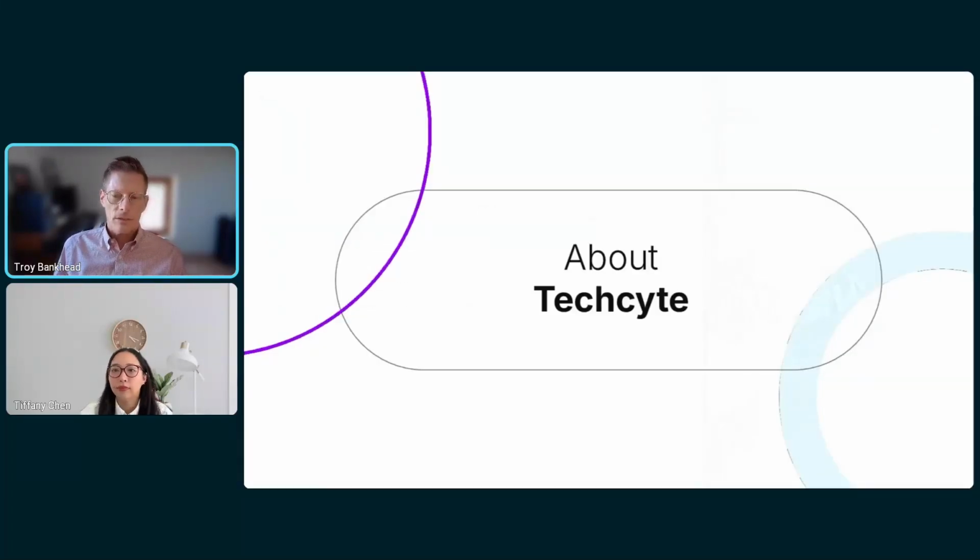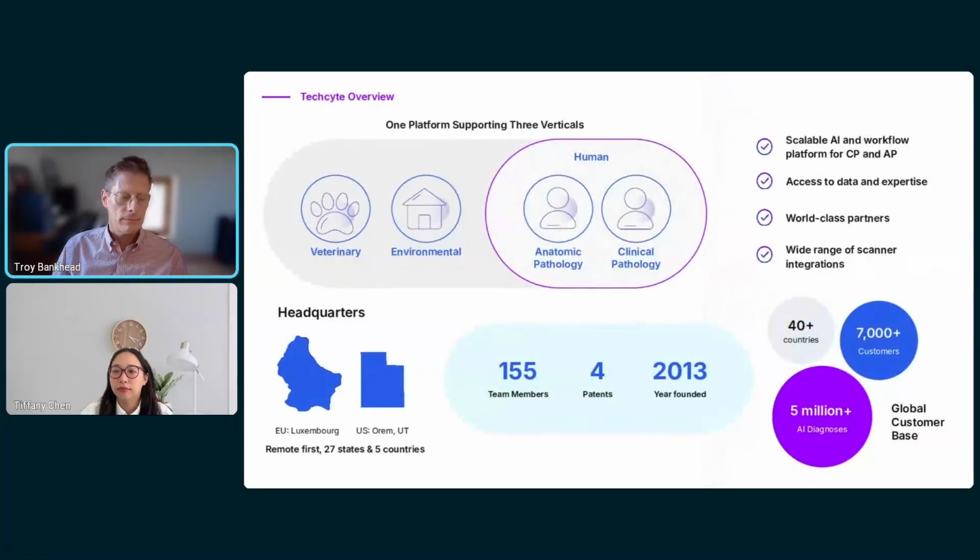So Techcyte was founded in 2013, and it all started with a white paper that posited that you could use AI in certain laboratory tests. And ever since then, we've been specializing in the clinical pathology realm, simply because strategically that was a place where we felt that we could make the biggest impact, because not a lot of people had been attacking that side of the laboratory's problems. However, you'll notice on this slide that we've got two other verticals, veterinarian and environmental.